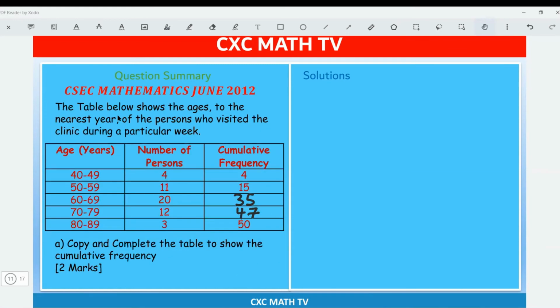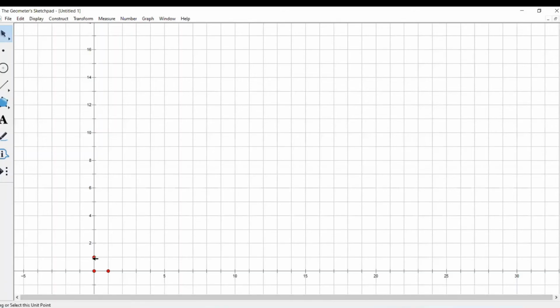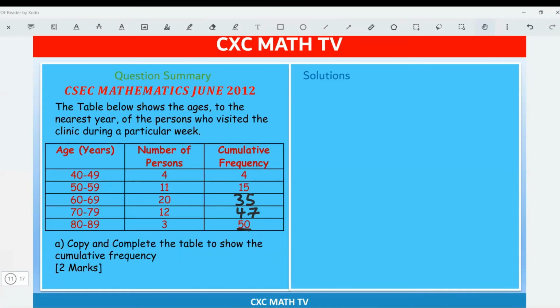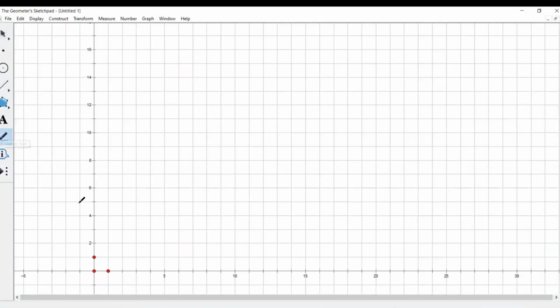So remember that the total amount of persons is 50. All right, so if we're starting with our y-axis, we want to use, what did they say again? 1 centimeter for 5 persons. So we're going up 5, 10, 15, 20, 25, 30, 35, 40, 45, 50. That's how we're doing it on the y, because it said 1 centimeter represents 5 persons. All right, that's what they told us.